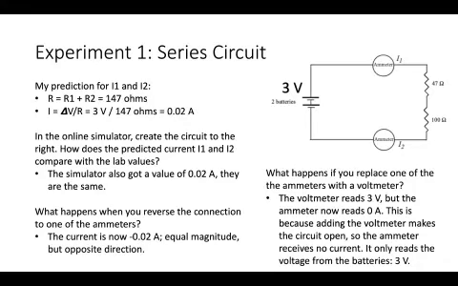What happens if you replace one of the ammeters with a voltmeter? The voltmeter reads 3 volts, and the ammeter now reads 0 amps. This is because adding the voltmeter makes the circuit open, so the ammeter receives no current. The voltmeter only reads the voltage from the battery, which is 3 volts.